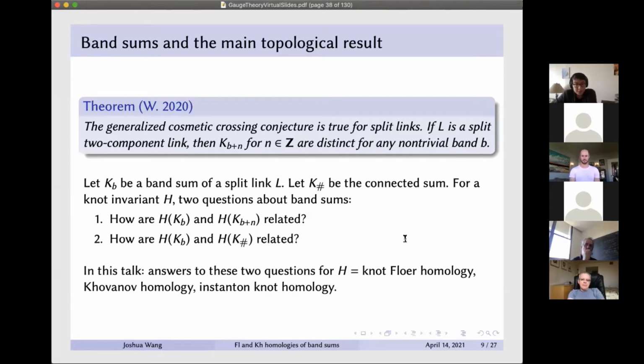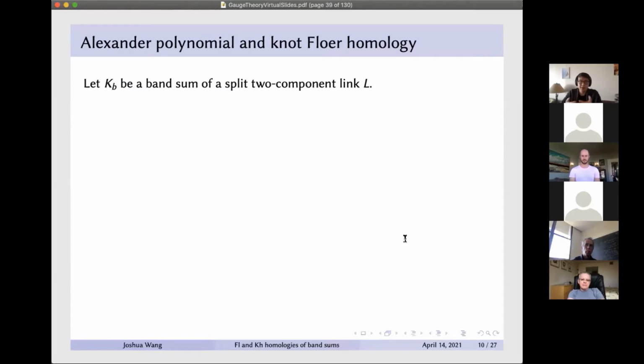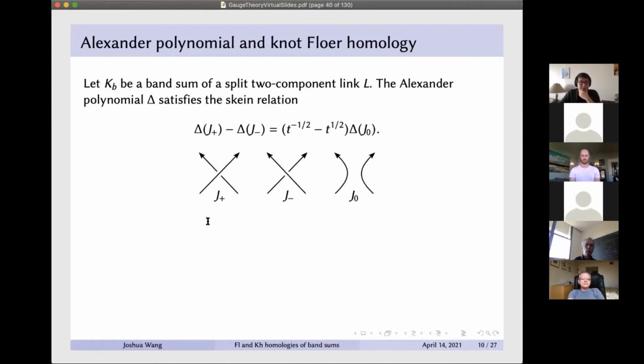Okay, so let's get into it. One nice thing about this problem that I like is that you can use the Skein relation and you can use its generalizations. To illustrate that, let me tell you about the Alexander polynomial in this context. So the Alexander polynomial satisfies this Skein relation here.